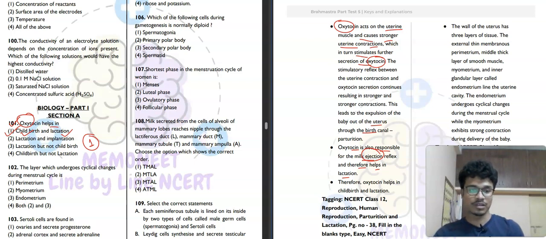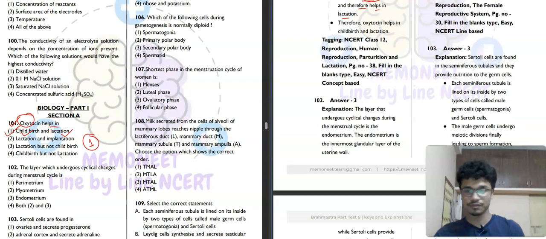Now moving towards the next question, question number 102. It is saying that the layer which undergoes cyclical changes during the menstrual cycle is... The options given are perimetrium, myometrium, endometrium, or both 2 and 3. The layer which undergoes cyclical changes during the menstrual cycle is the endometrium. So the third option will be your correct answer for this question. The endometrium is the innermost glandular layer of the uterine wall, and it undergoes cyclical changes during the menstrual cycle.